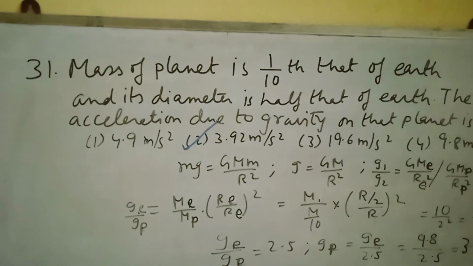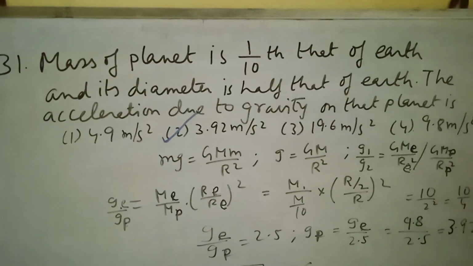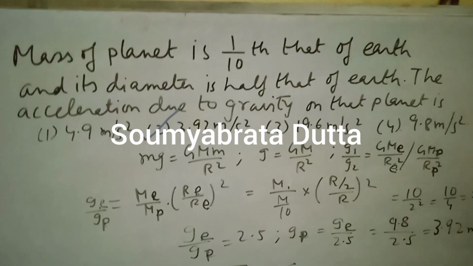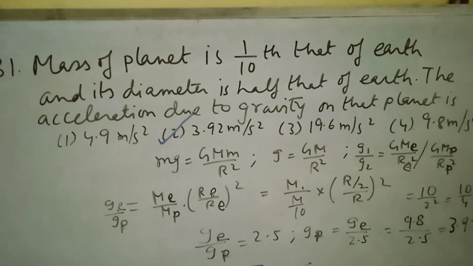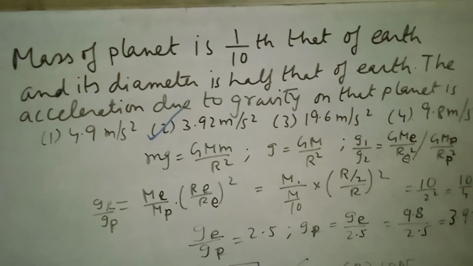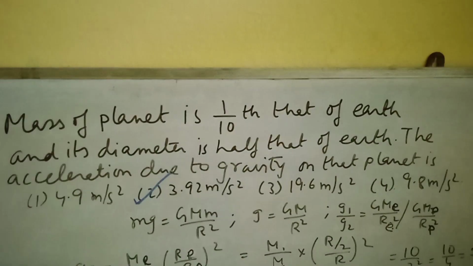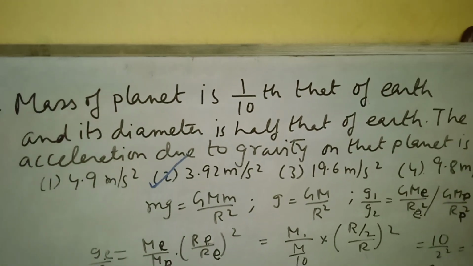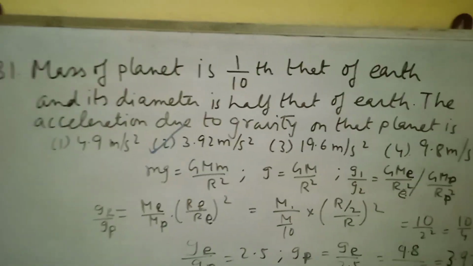Question number 31. The mass of a planet is 1/10 that of Earth and its diameter is half that of Earth. The acceleration due to gravity on the planet is: number 1, 4.9 meter per second square; number 2, 3.92 meter per second square; number 3, 19.6 meter per second square; and number 4, 9.8 meter per second square. So which option is right? Let us solve the problem.